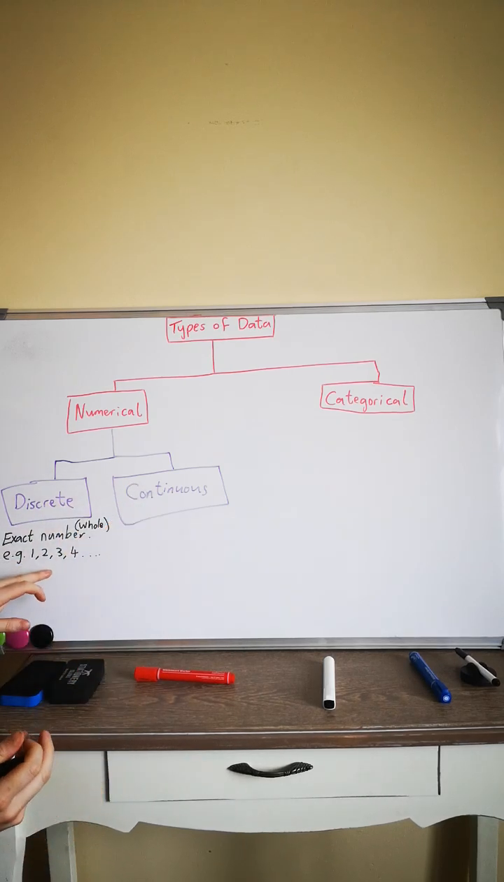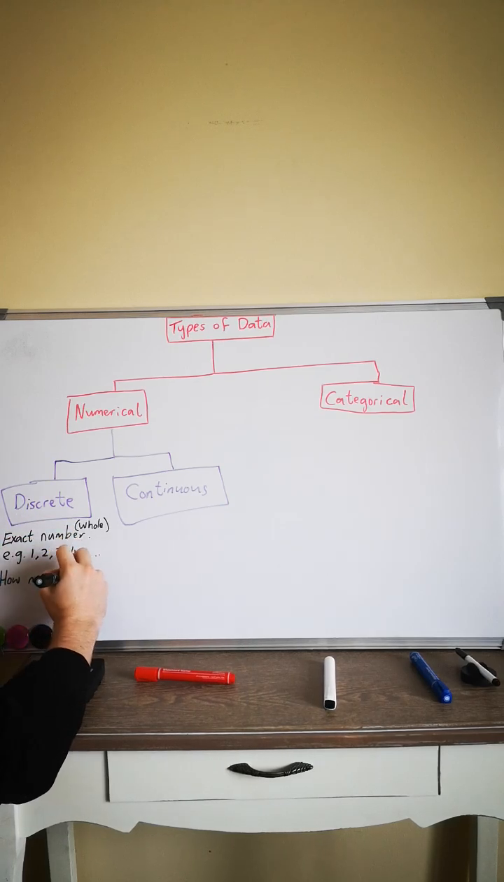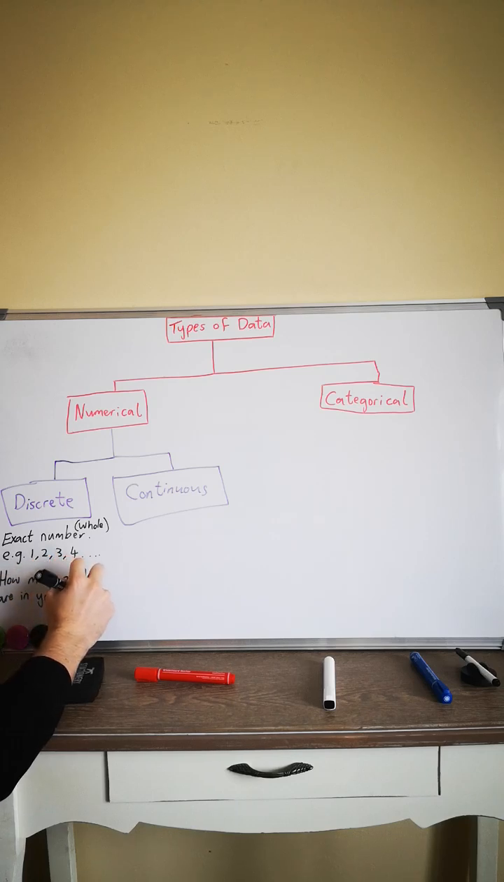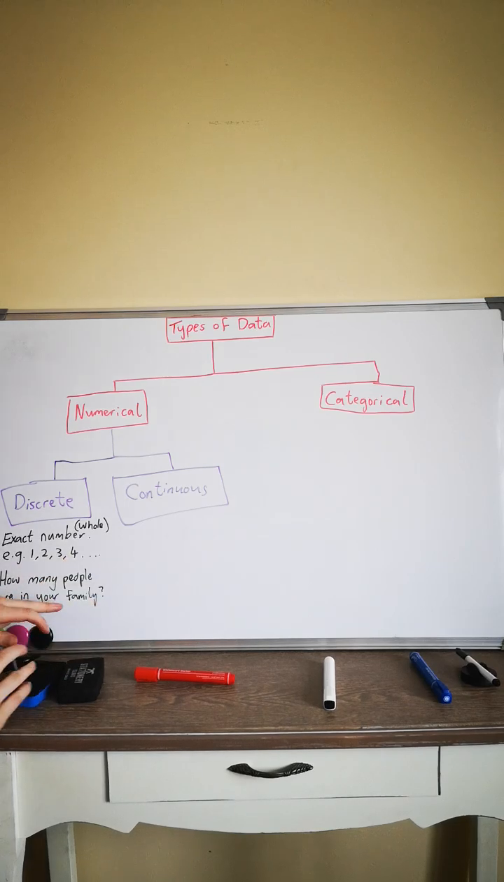So the question that I could ask you that is numerical discrete is, how many people are in your family. For this one, this has to be a whole number. Okay, you can't have 4.5 people in my family. You can't be half a person, no matter how small you are. Okay, it has to be 1, 2, 3, 4, 5, 6, 7, 8, 20, 25. It has to be an exact whole number.